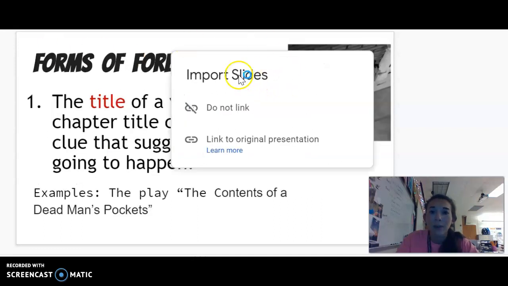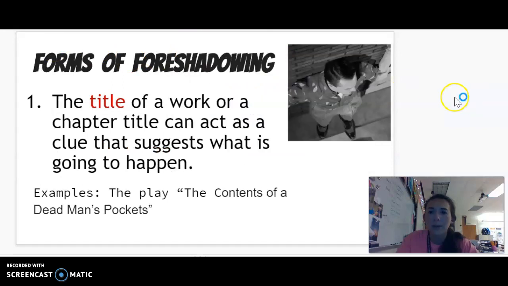Forms of foreshadowing. Oh no, do not link, we don't want that. Alright, forms of foreshadowing. The most basic form of foreshadowing tends to pop up with titles of books, stories, plays, novels, movies. Authors tend to like to throw it in there. So, for example, the play The Contents of a Dead Man's Pocket might give you a little bit of a hint what the play might be about. And the fact that most likely there probably is a dead man in the play, and we most likely will go through the contents of his pocket.